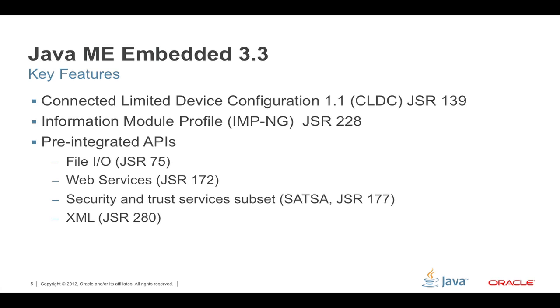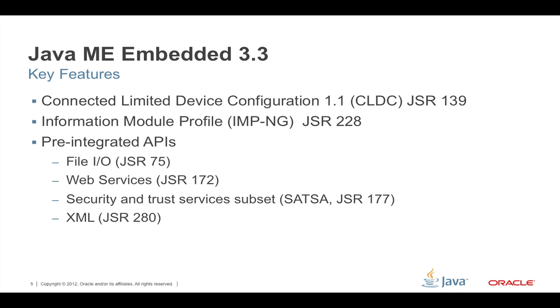If we look at Java ME Embedded version 3.3, there are a number of key features that we have there. At the bottom of the stack, if you like, is the connected limited device configuration. And what this does is provide the definition of the Java virtual machine and a small set of APIs which allow the very basic form of applications to run on top of it. This is defined through the Java community process and specifically from JSR 139.